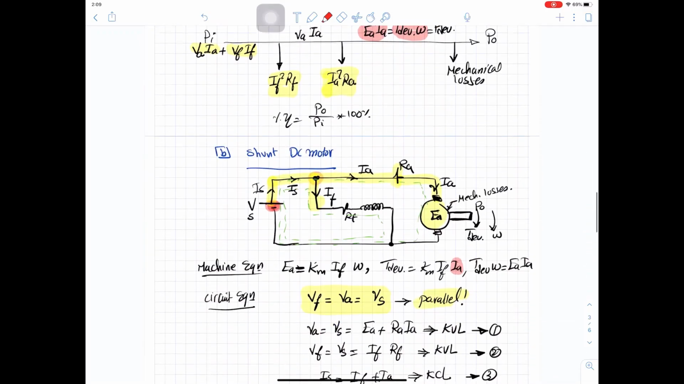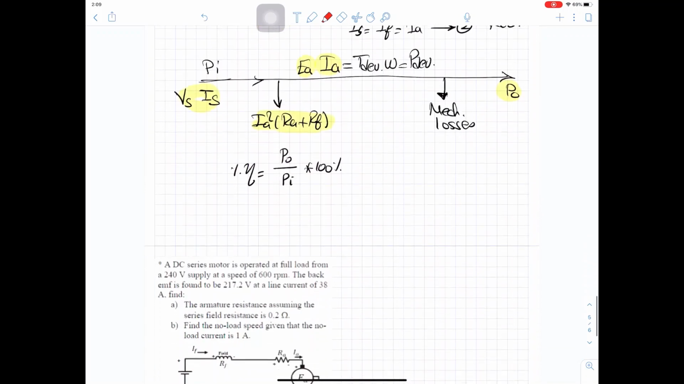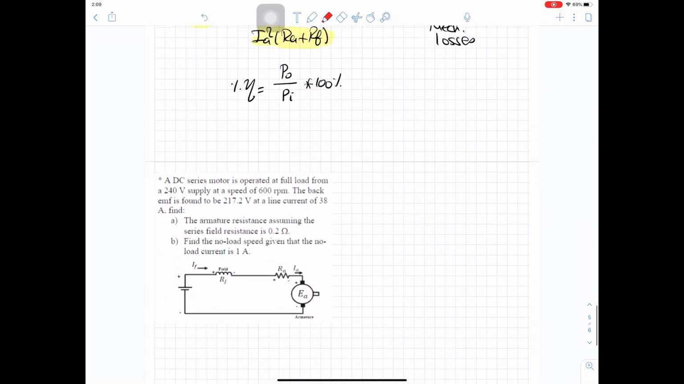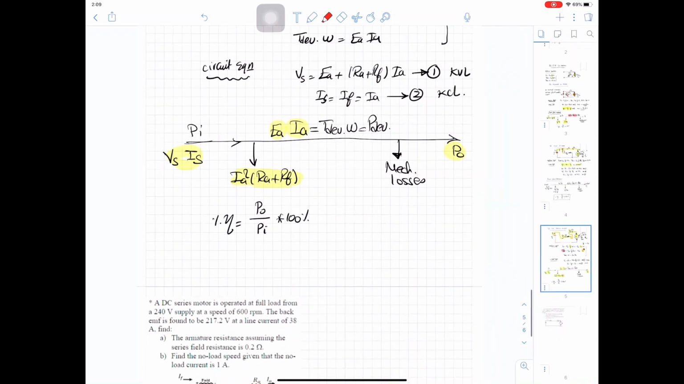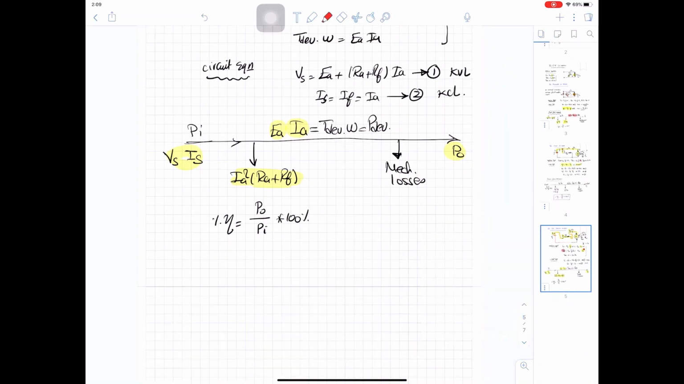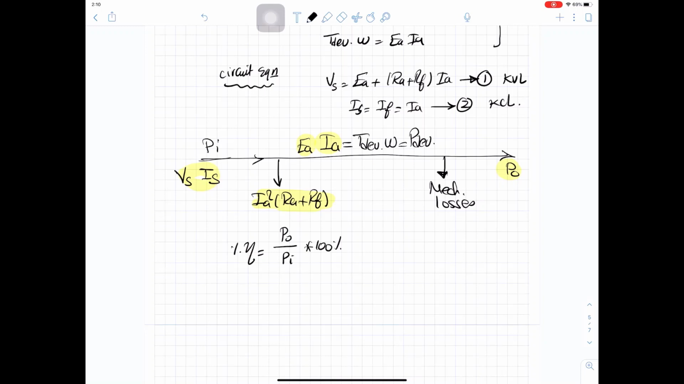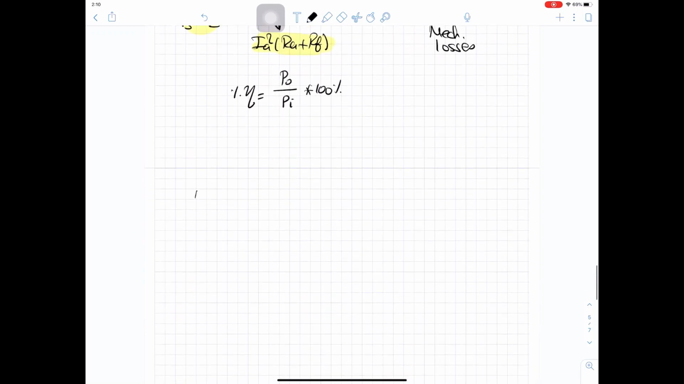Before starting solving examples, so we will solve examples in this lecture and the upcoming lectures, I need to define some important operating points before moving forward.